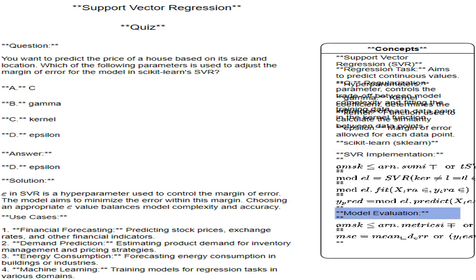Model evaluation. After training the SVR model, we can evaluate its performance using various metrics, such as mean squared error, MSE. We can calculate the MSE using the mean squared error function from scikit-learn. A lower MSE indicates better model performance.